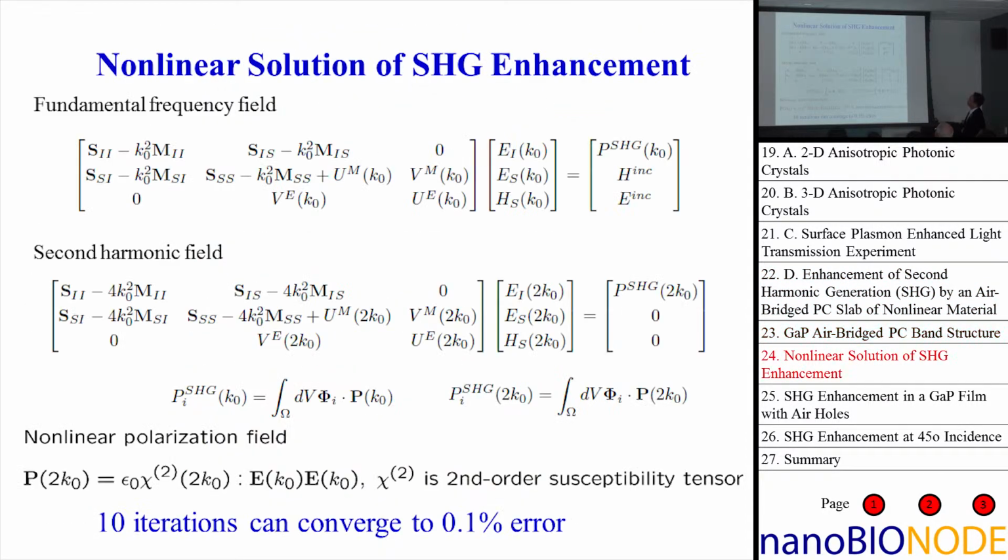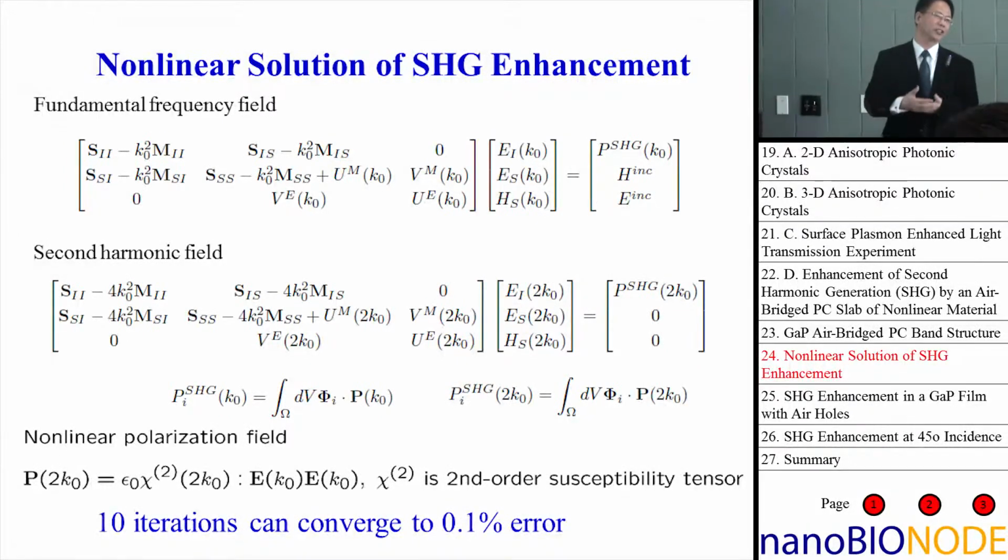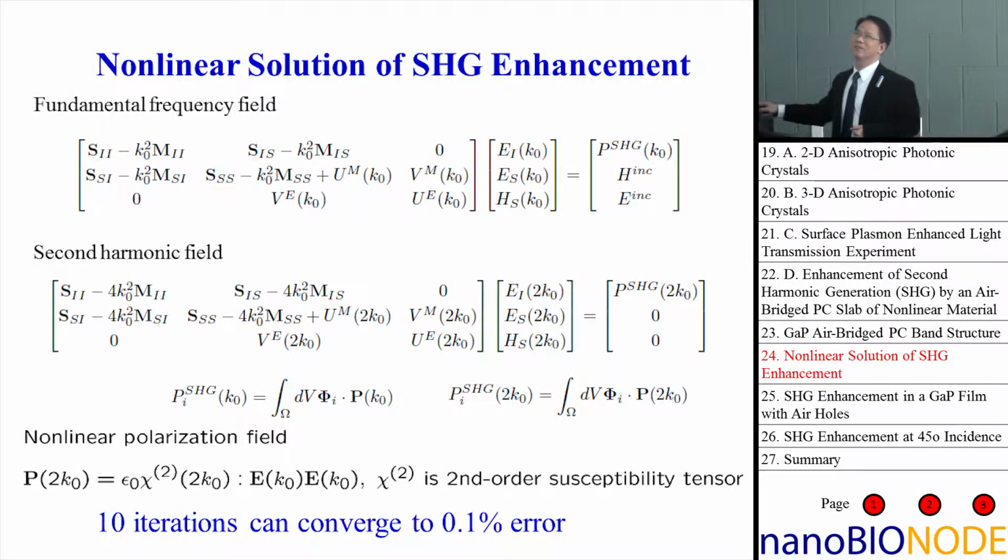So you solve the fundamental equation with the polarization due to the second harmonic generation, and you couple with the second harmonic field, and you do iterative solution of these two systems until you reach the convergence.